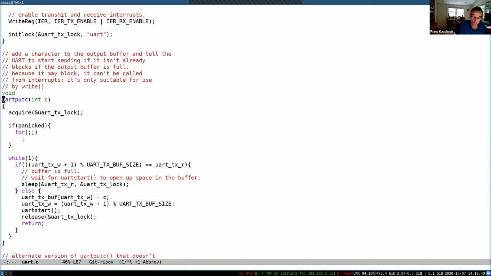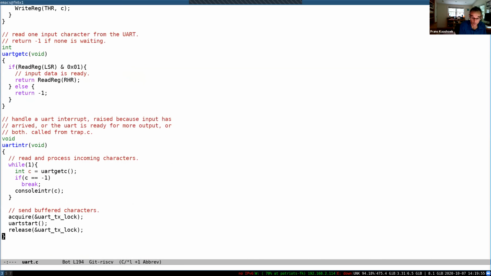So let's just say UART put C requires the lock, and the UART was basically transmitting some character. So when the UART is done transmitting a character, what does it do? It causes an interrupt, correct? And the UART interrupt runs. And what does the UART interrupt do? It grabs the same lock that put C is holding, right? So what will happen here?